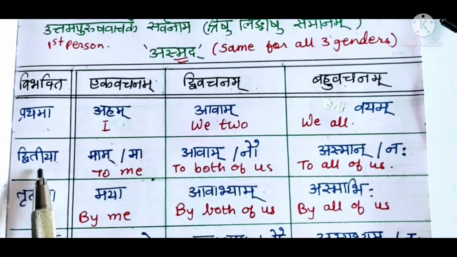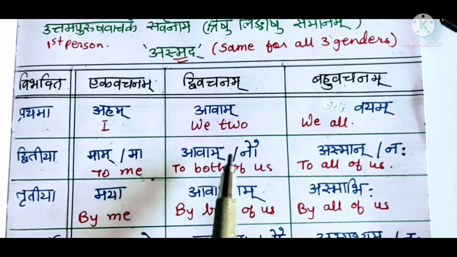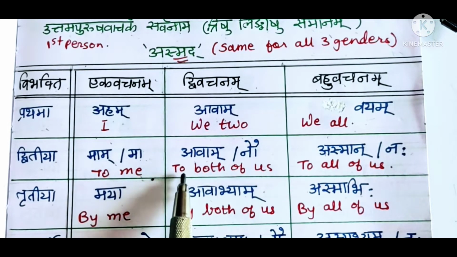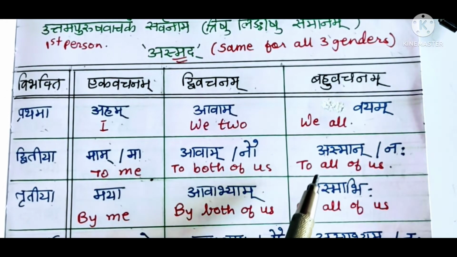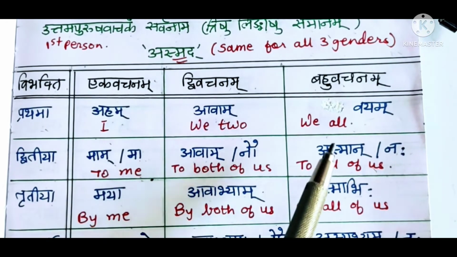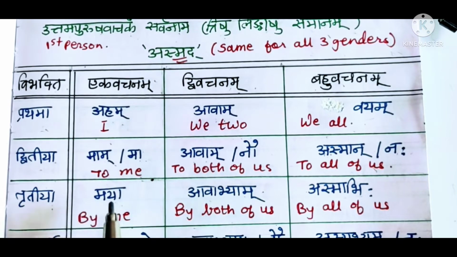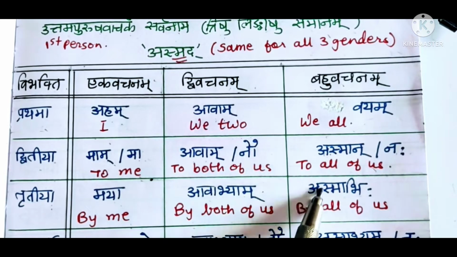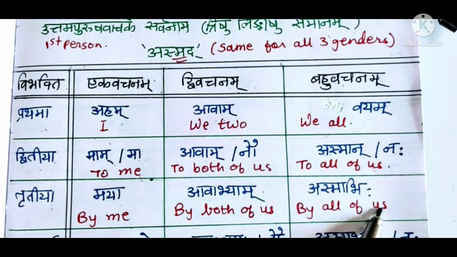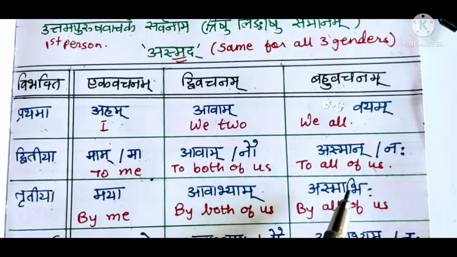Dvitiya Vibhakti, Mam athva Ma means to me, Avam athva Nau means to both of us, Asman athva Nah means to all of us. So Dvitiya Vibhakti is mam, avam, asman. Tritiya Vibhakti maya means by me, avabhyam means by both of us, and asmabhihi means by all of us. So Tritiya Vibhakti is maya, avabhyam, asmabhihi.